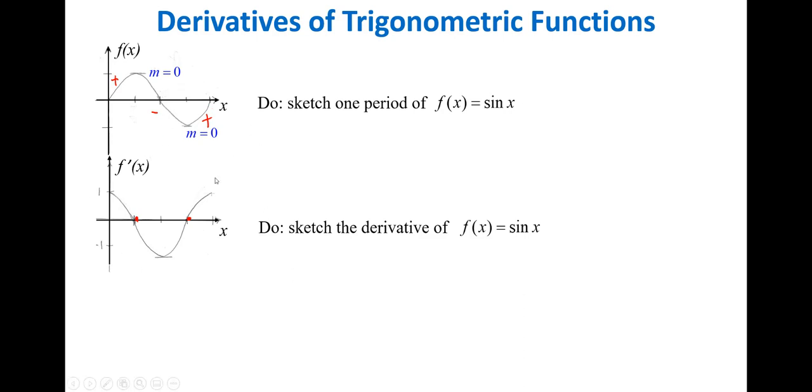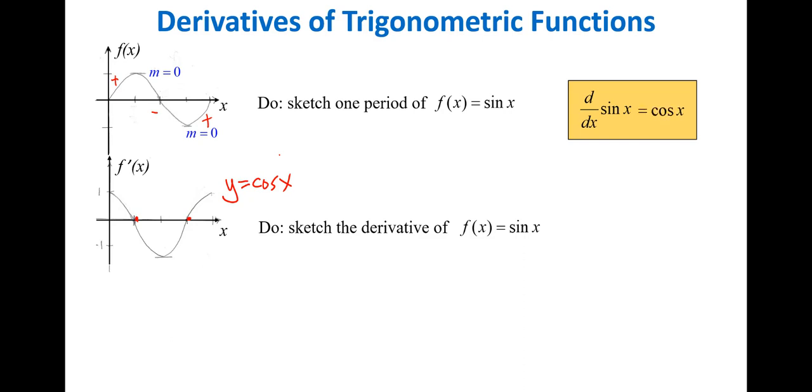And then zooming out, looking at the graph, well, notice that this is the graph of cosine. And therefore, I'll conclude that the derivative of sine of x is equal to cosine of x.